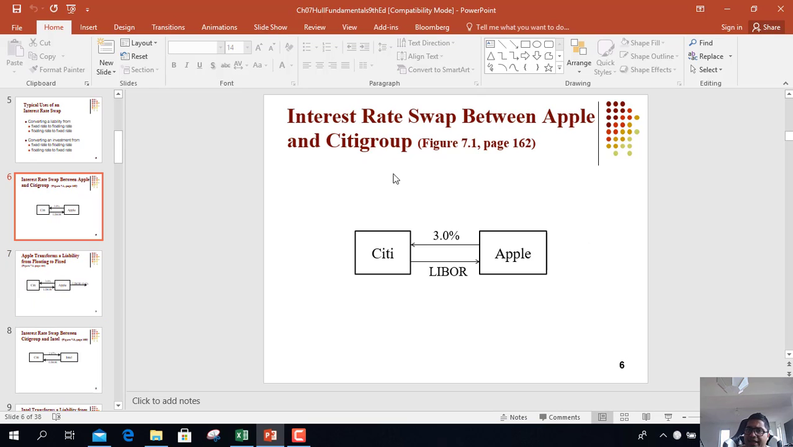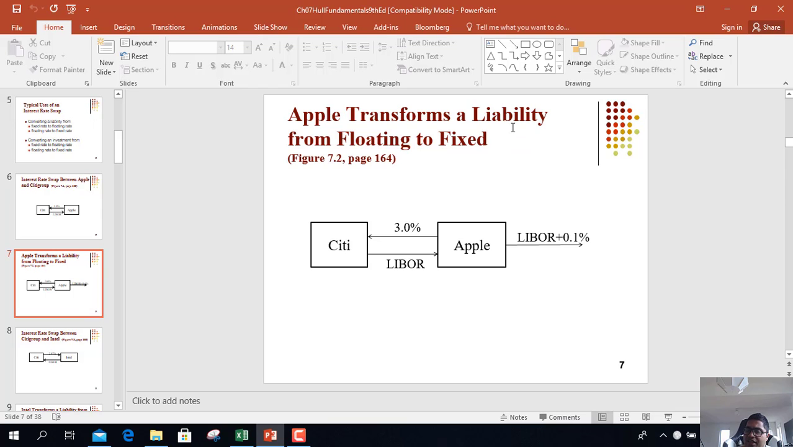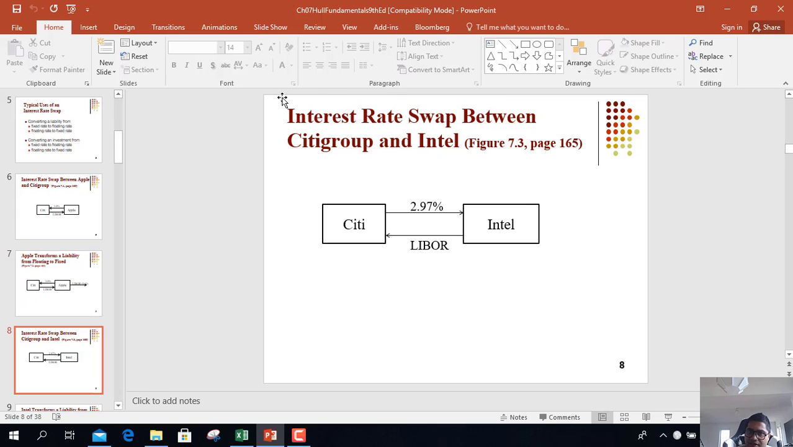An interest rate swap between Apple and Citigroup: Apple transforms a liability from floating to fixed. It has to pay floating rates, right? So it will pay fixed to Citi, get floating LIBOR, and use that LIBOR to pay off its obligation. We have discussed this in the Walmart example, so go back and refer to that.